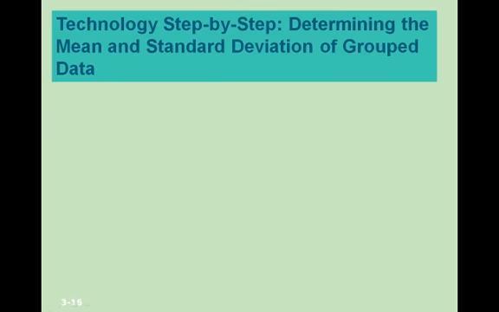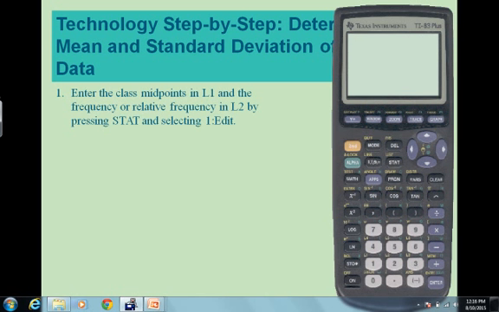So let's look at how we could find that using our calculator in our technology step by step. So the first step, we enter the class midpoints in list 1 and the frequency or relative frequency in list 2. So we press Stat and hit Enter on Edit, and we'll enter our class midpoints. Then in list 2, we arrow over and we want to list the frequencies there.